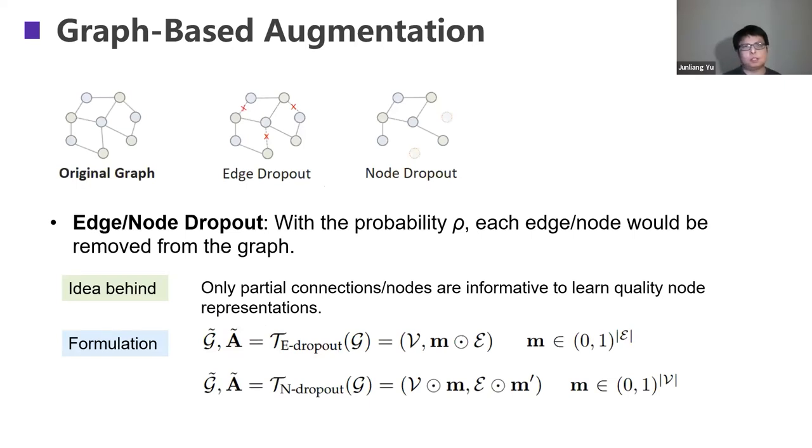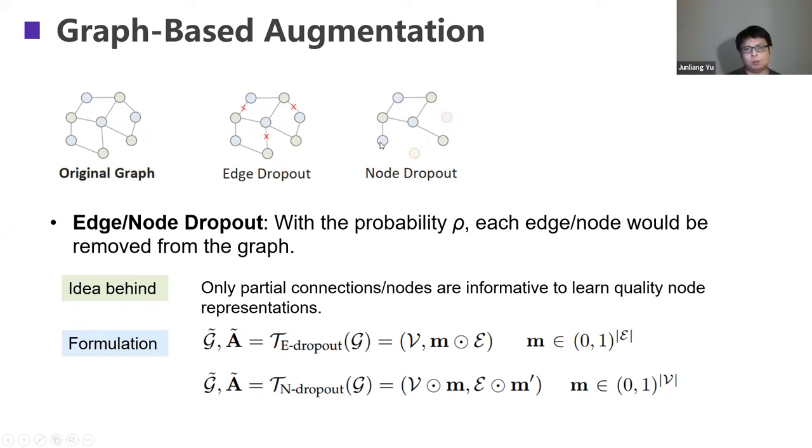Okay, let's first see the graph-based augmentations. As you know, users and items and their interactions are often modeled as a bipartite graph. So we can see the original graph, there are two types of nodes, the green one and the blue one. We can consider the blue one as users and the green one as items. And as for the graph-based augmentation methods, the most popular one is dropout. In the graph, we often drop out edges or nodes.